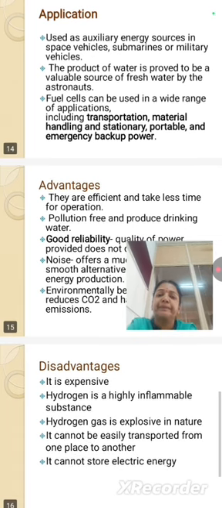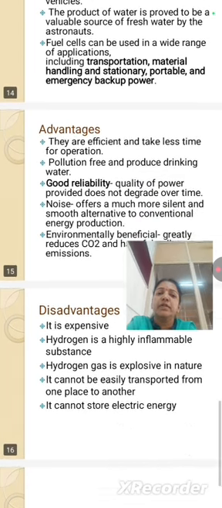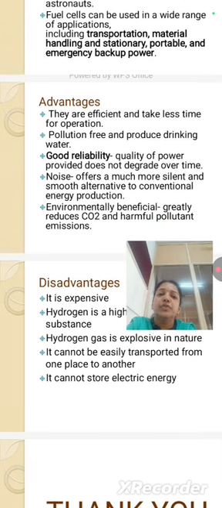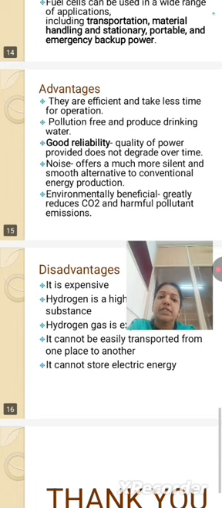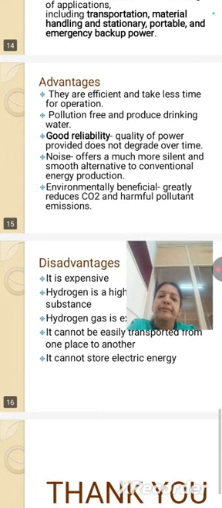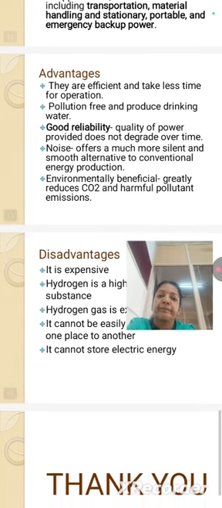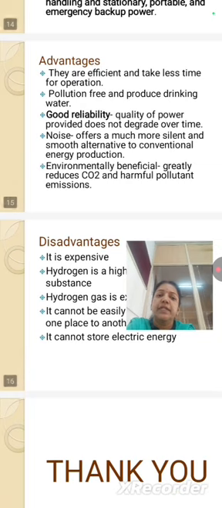Advantages of fuel cells: they are efficient and take less time for operation, they are pollution free and produce drinking water, they have good reliability, and the quality of power produced does not degrade over time. They offer a much more silent and smooth alternative to conventional energy production. They are environmentally beneficial, greatly reducing CO2 and harmful pollutant emissions.